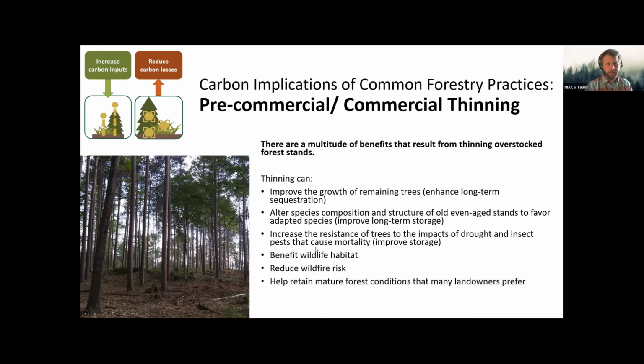It can also be done to tweak the species composition. So selecting species to be retained that are more future adapted, that are more tolerant of drought or higher temperatures, can also improve the long-term storage, because those species are being future adapted. They're more reliable carbon stores in some respects. They're better able to withstand those climate changes that we anticipate.